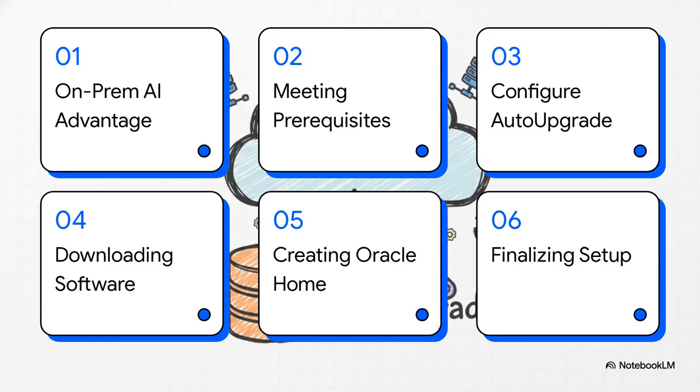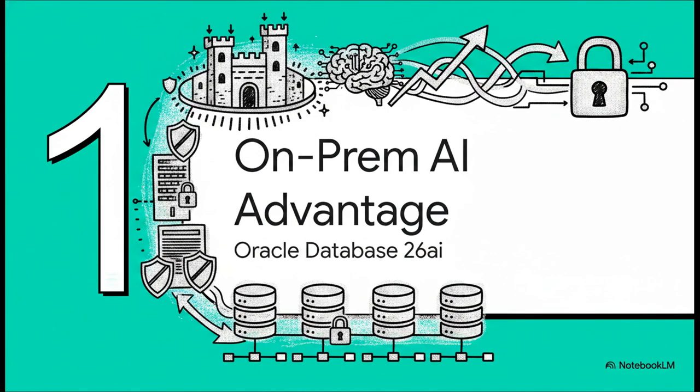Okay, let's take a quick look at our roadmap. We'll be covering the on-prem AI advantage, meeting our prerequisites, configuring Auto Upgrade in MOS, downloading the 26 AI software, creating the Oracle Home, and finalizing the installation. Let's dive right in. Starting off with Section 1, the on-prem AI advantage.